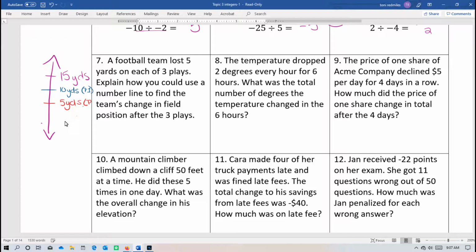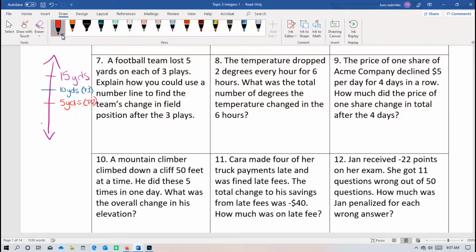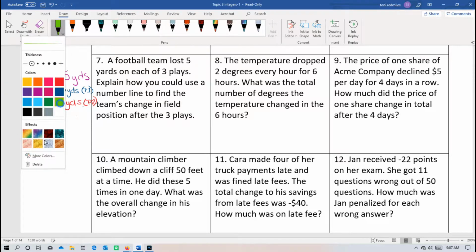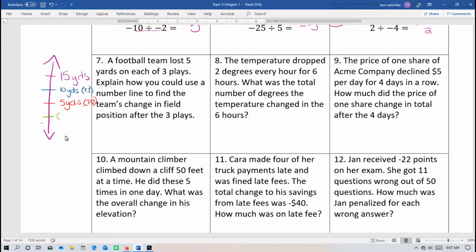So now I'm at P2. My play 2 is at 5 yards. My third play, I'm going to decrease another 5 yards, which is going to put me at 0 on the number line. So 0 yardage by play 3. So what was my change? How much did I decrease over the 3 plays? Well, I went from 15 to 0. So I went negative 15 on the number line.